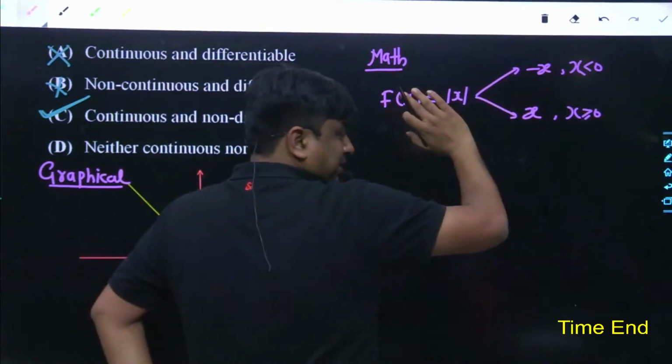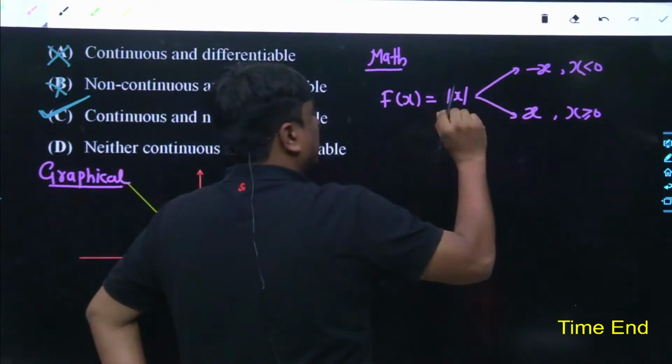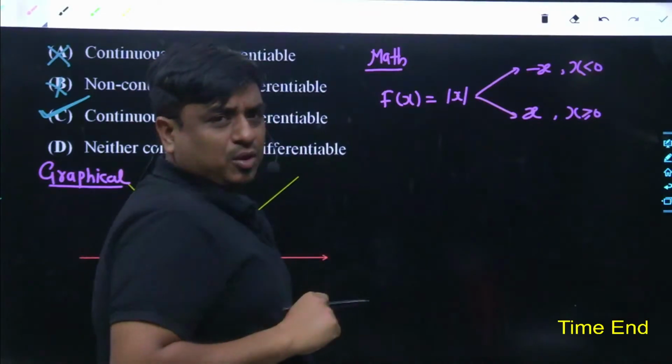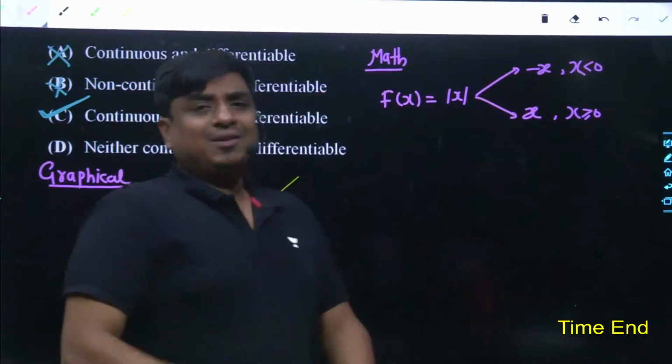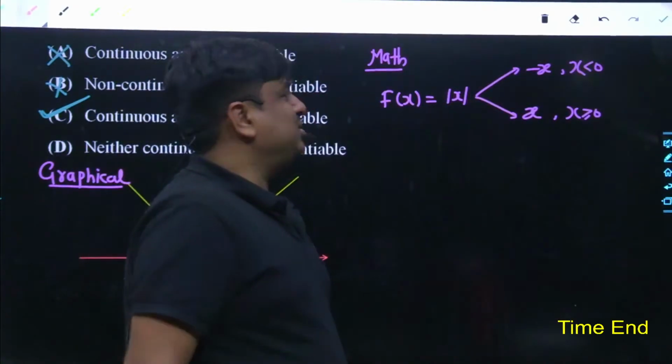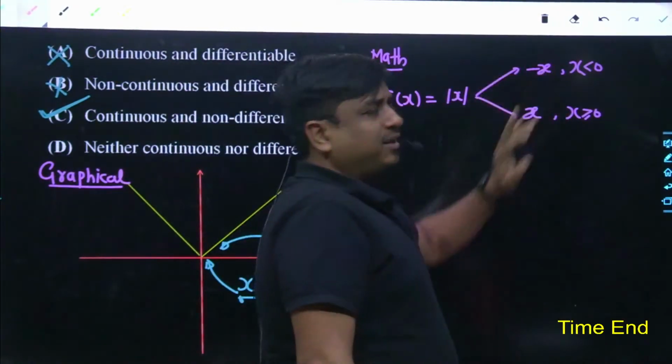See, minus of x is a first degree polynomial. It is going to be continuous everywhere. Plus of x is again a first degree polynomial. It is going to be continuous everywhere in the entire region of x. But the only point of concern is the change point. The change point is at x equals 0.